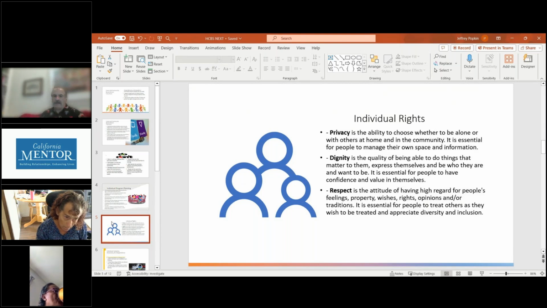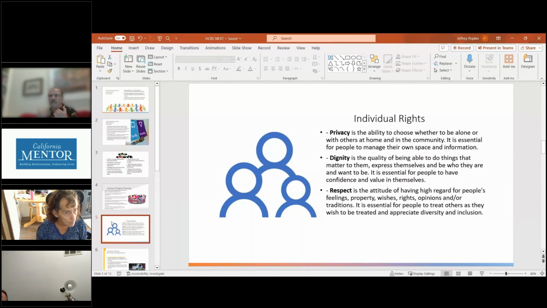And then respect is an attitude of having high regard for people's feelings, property, wishes, rights. So we want to make sure that we really respect the person. It's not like they're the client and I'm the staff. We're equals. So how do we go about showing the same respect for the client as we expect that the clients and their families and the regional center, everybody respects us. So we want to make sure we do that.